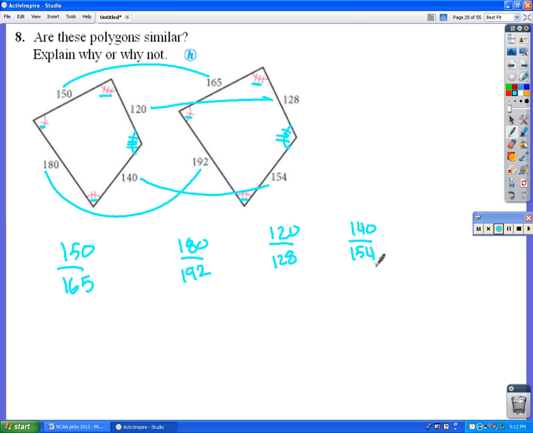So 150 divided by 165 turns out to be 0.90 repeating, I guess. Then 180 divided by 192 does not come out to be the same thing. That's 0.9375, and so I can stop right there. It does not matter what the other proportions are, because all 4 of them would have to be the same for those shapes to be similar. And since this one right here does not equal that one right there, I can stop and say no.